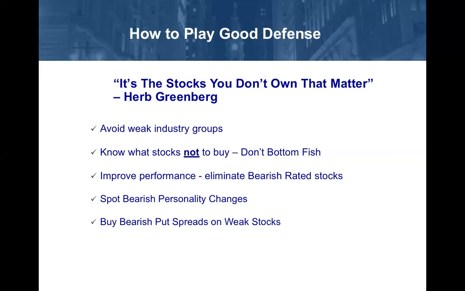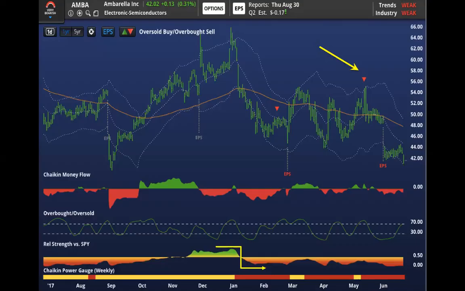You spot bearish personality changes so you don't have your feet in cement. And you use bearish put spreads on weak stocks to make money on the downside in bull and bear markets. So here's an example of a stock you didn't want to own in 2017 and 18. Ambarella, a semiconductor stock. Power Gauge rating was bearish. You had a bearish personality change, plenty of institutional selling.